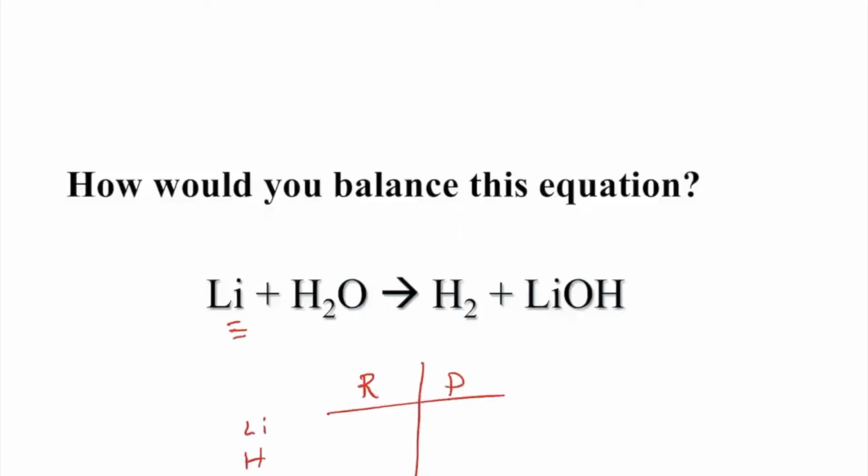Currently on my reactants, I have 1 lithium, and in my products, I have 1. For hydrogen, I have 2 on my reactants, and 3 on my products. For oxygens, I have 1 on my reactants and 1 on my products. So notice how the only atom that is not balanced is my hydrogen. What I'm going to do is, since I have 2 hydrogens on my reactants, I'm going to add a 2 to my products. Now I have 2 hydrogens. Oops, sorry, that was wrong.